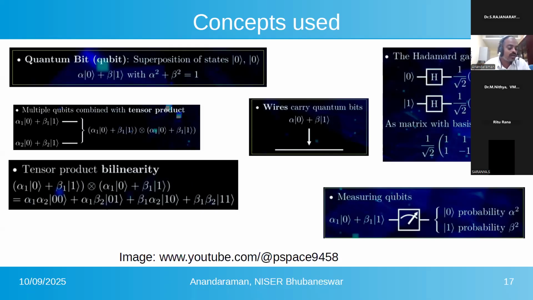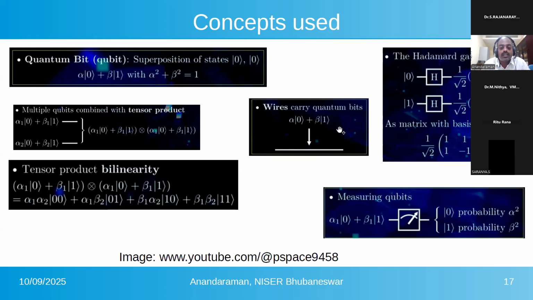These are some of the concepts which we want to know before going to the quantum algorithm. The concepts used are the qubit and superposition of states: alpha of Ket0 plus beta of Ket1, with alpha modulus squared plus beta modulus squared equal to 1. That is total probability equal to 1, the probability amplitude. The second one is multiple qubits combined with the tensor product. Tensor product is multiplication, and plus is the normal XOR operation. There are two operations that will come in these calculations.